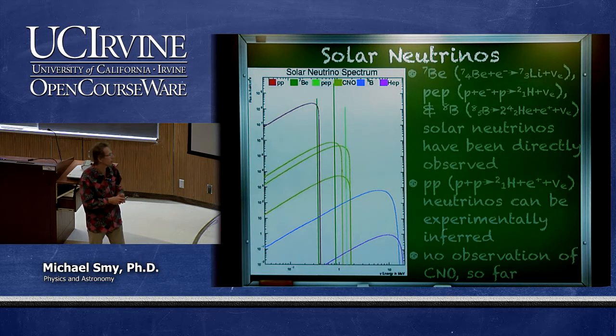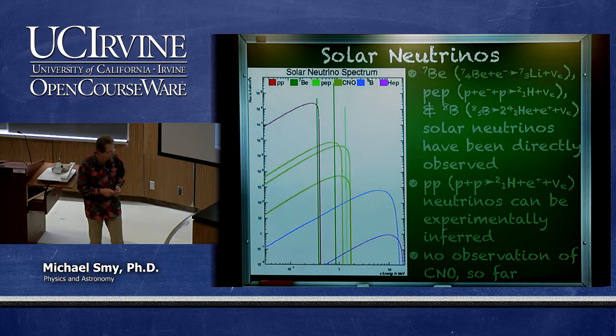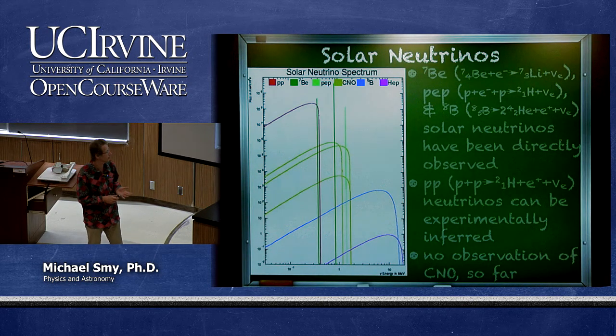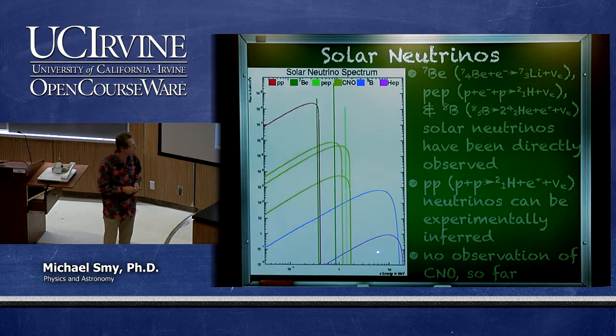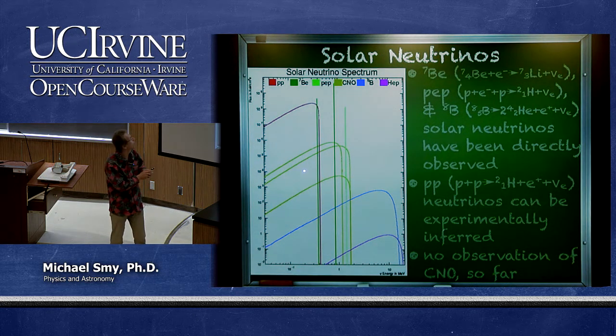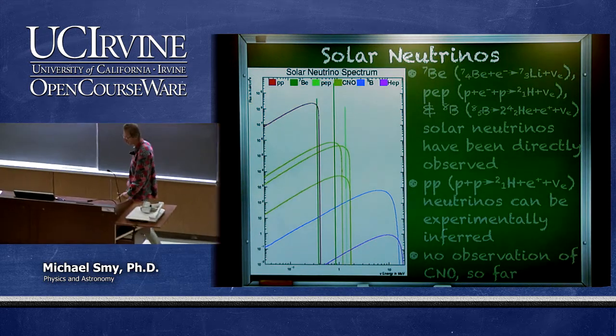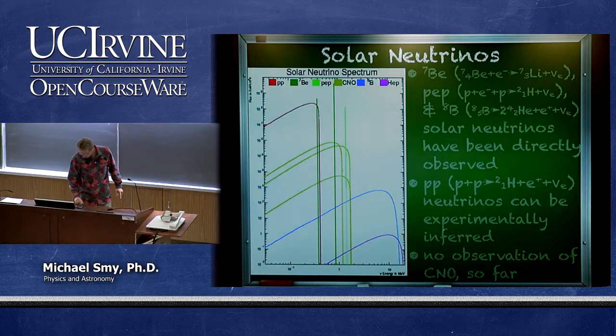And 3 of those have been uniquely identified. And for that reason, we know that indeed nuclear fusion processes happen in the sun. Unfortunately, so far there's no observation of the CNO neutrinos, which are those yellow ones. Because that would prove that this other process exists in stars as well.